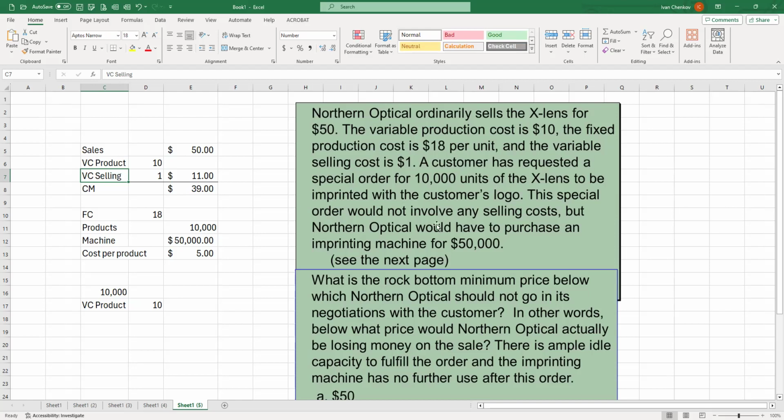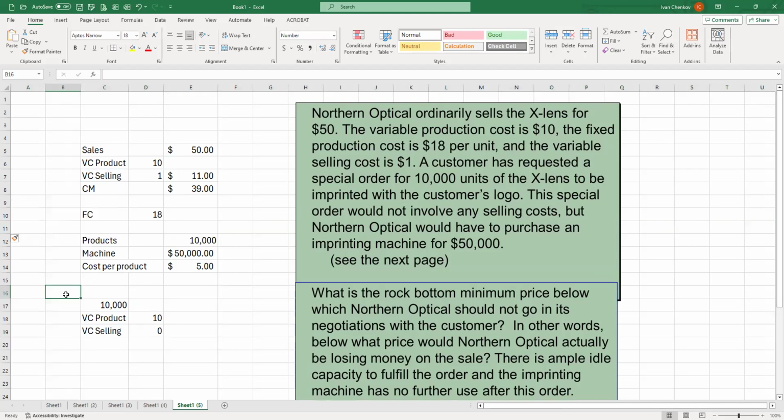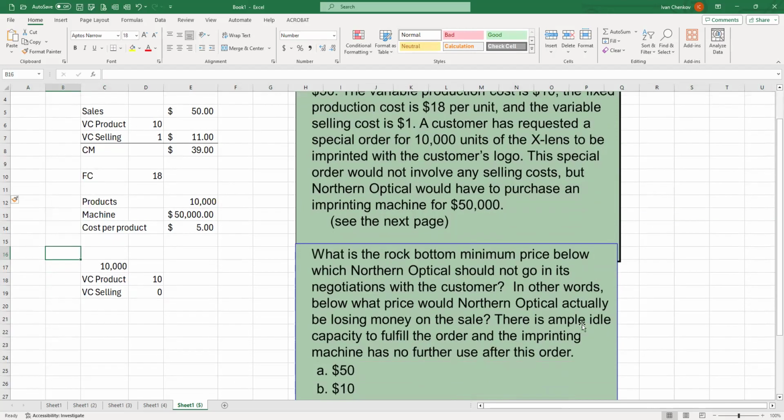When it says the special order would not involve any selling costs, do I have to consider the variable selling cost? No, that will be zero here. Do I have to consider fixed cost? I have ample capacity. Capacity is not my constraint, so I'm within the relevant range. Do I have to consider the fixed cost? Also no. But what's the other cost that I have to consider?